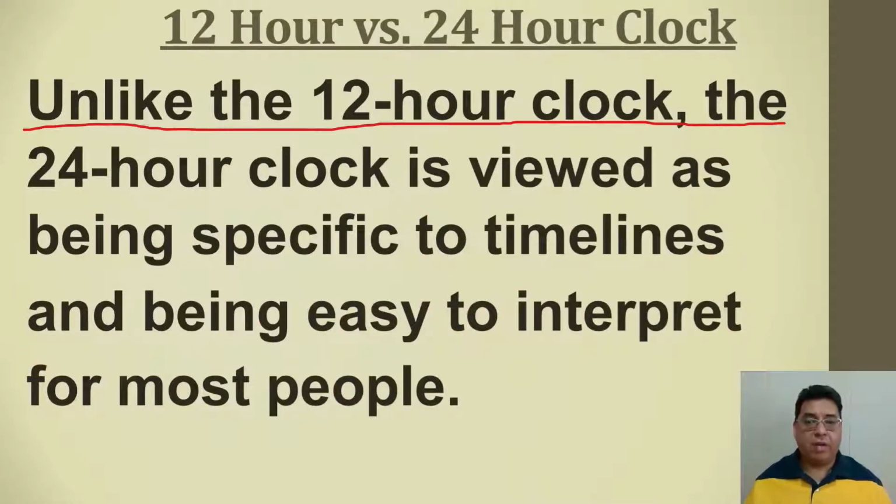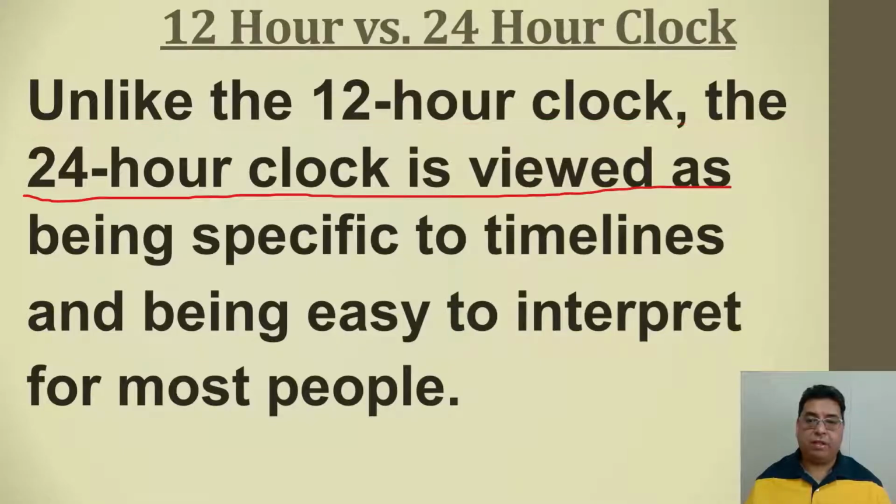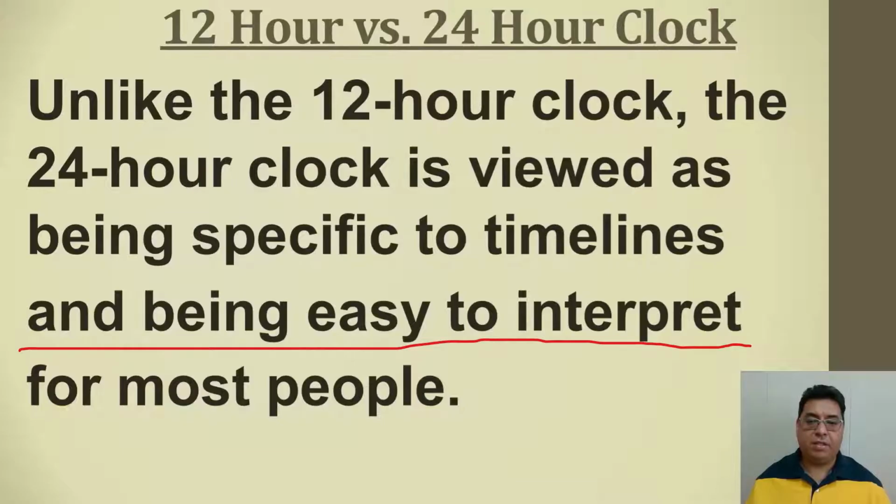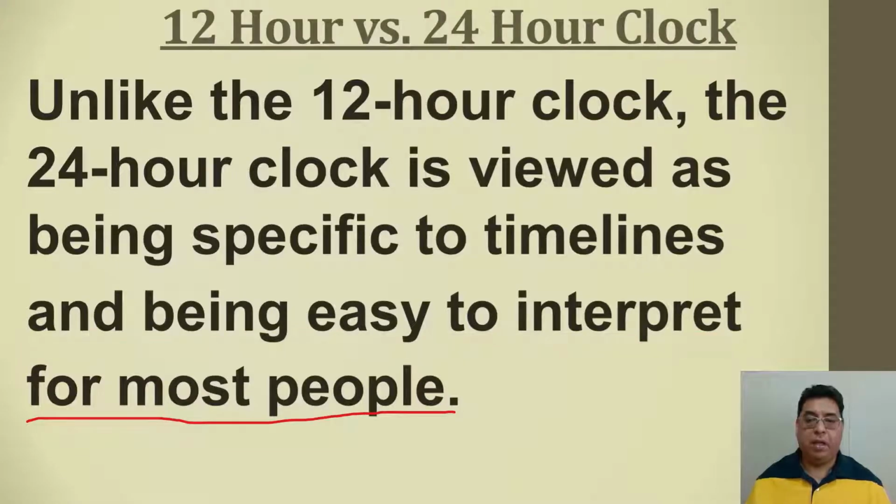Now, unlike the 12-hour clock, the 24-hour clock is viewed as being specific to timelines and being easy to interpret for most people. Basically, I like to say the 24-hour clock is used for flights, or if you're taking a train or a bus and you're relying on a specific time, it's not as likely to get confused. The time won't get mixed up if you're using the 24-hour clock as you possibly might with the 12-hour, mainly because of that AM, PM, you can claim you read it wrong. In 24-hour, you can't. It's impossible here.